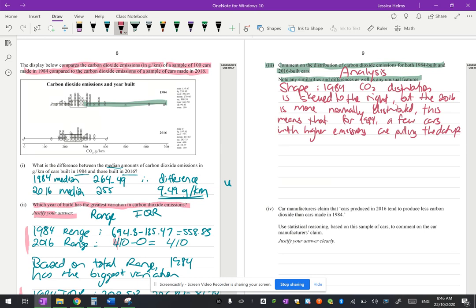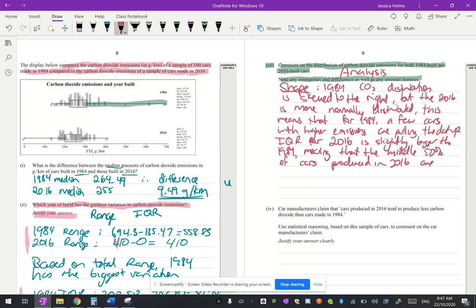Okay, next thing that we can talk about is the variation or the range. So we've kind of already talked about that in part 2, but we may as well discuss it again. So interquartile range for 2016 is slightly bigger than 1984, meaning that the middle 50% of cars produced in 2016 are a bit more spread out.